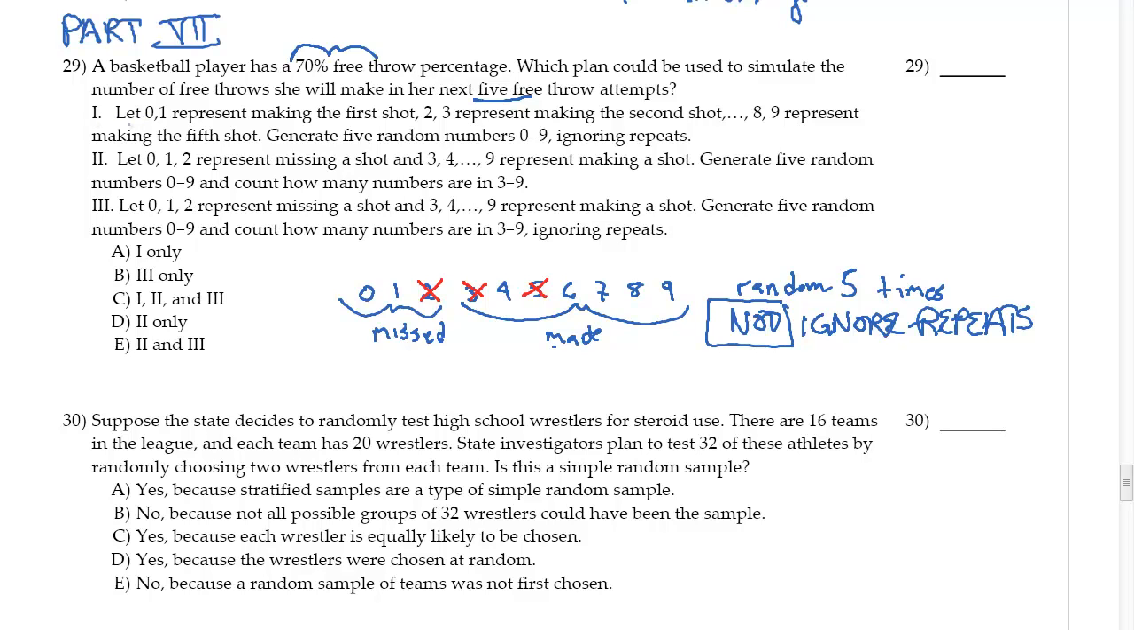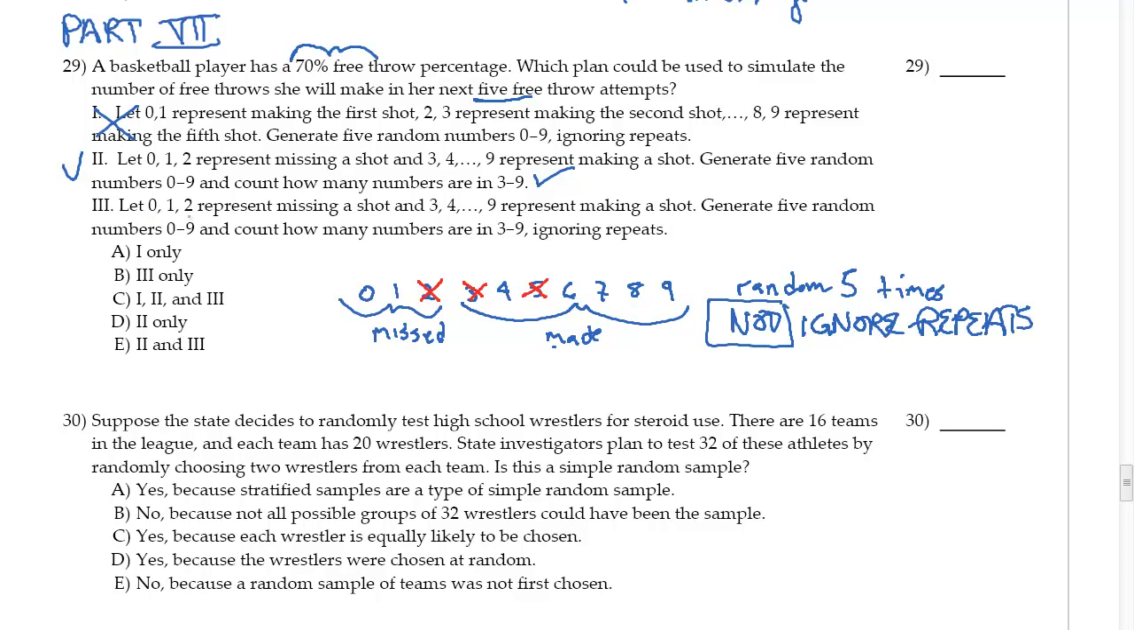So let's see, for number 1, we have 0, 1 represent making the first shot, 2, 3 represent making the second shot, 0, 8, 9 represent making the 5th shot. Generate 5 random numbers, ignoring repeat. Okay, well, this doesn't preserve the percentage, so this is no good. Okay, let 0, 1, and 2 represent missing, 3 through 9 represent making. Generate 5 random numbers, and count how many numbers are in the 3 to 9 range. This is perfect. This is exactly how we set ours up. Alright, so 2 is good.